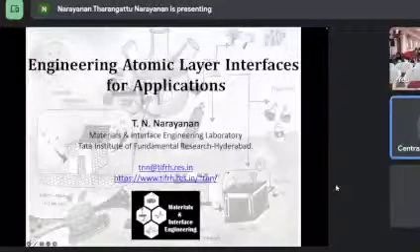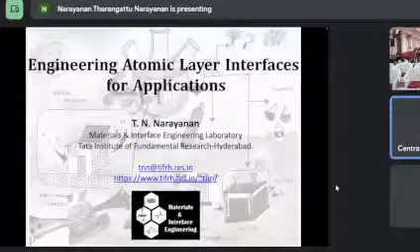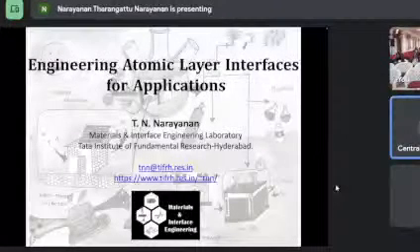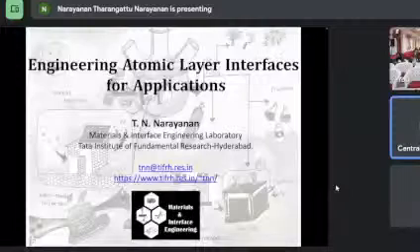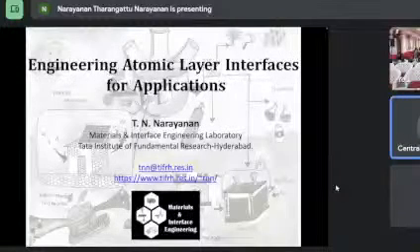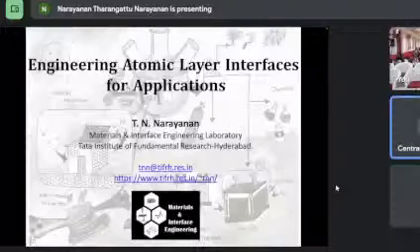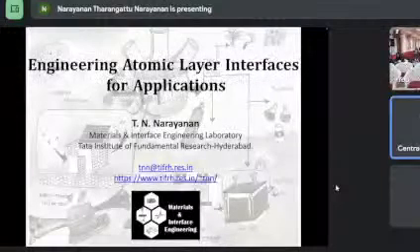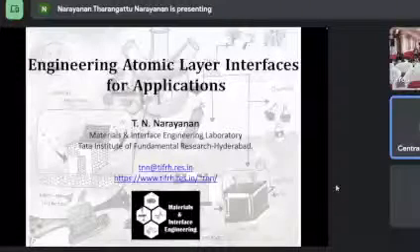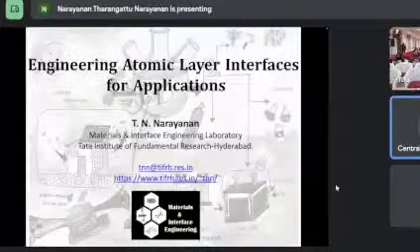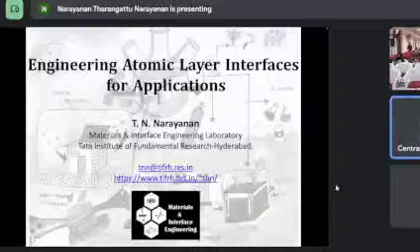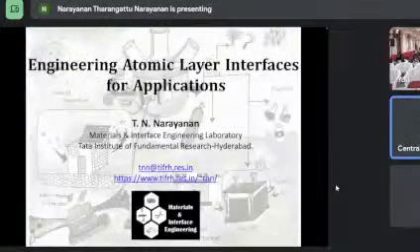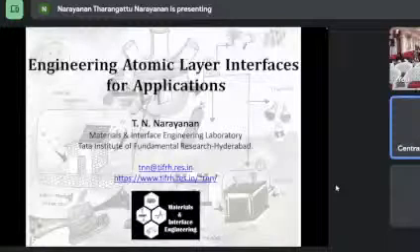He was awarded the Alexander von Humboldt Experienced Researcher Fellowship in the year 2022. He also received the MRSI medal by the Materials Research Society of India in the year 2022. Apart from that, he is a wonderful speaker, and he is a speaker in almost all the international conferences in the area of nanoscience and nanotechnology. Let us all welcome T. N. Narayanan, and he will be talking on engineering atomic layer interfaces for applications. So the talk will be for 30 minutes, 25 minutes for talk and 5 minutes interaction. So thank you.